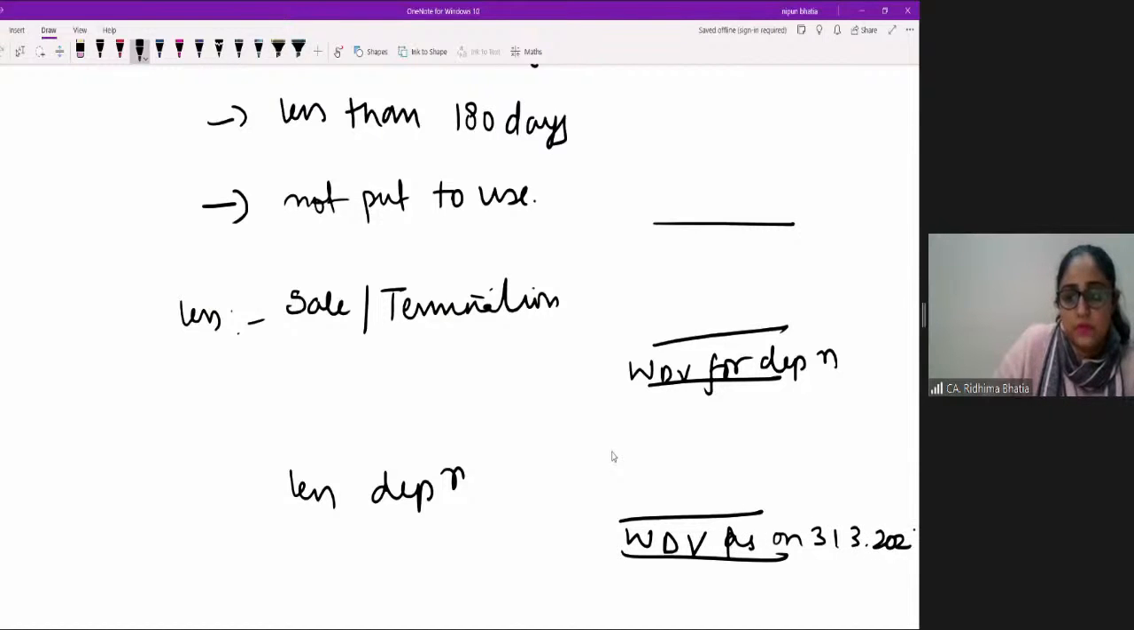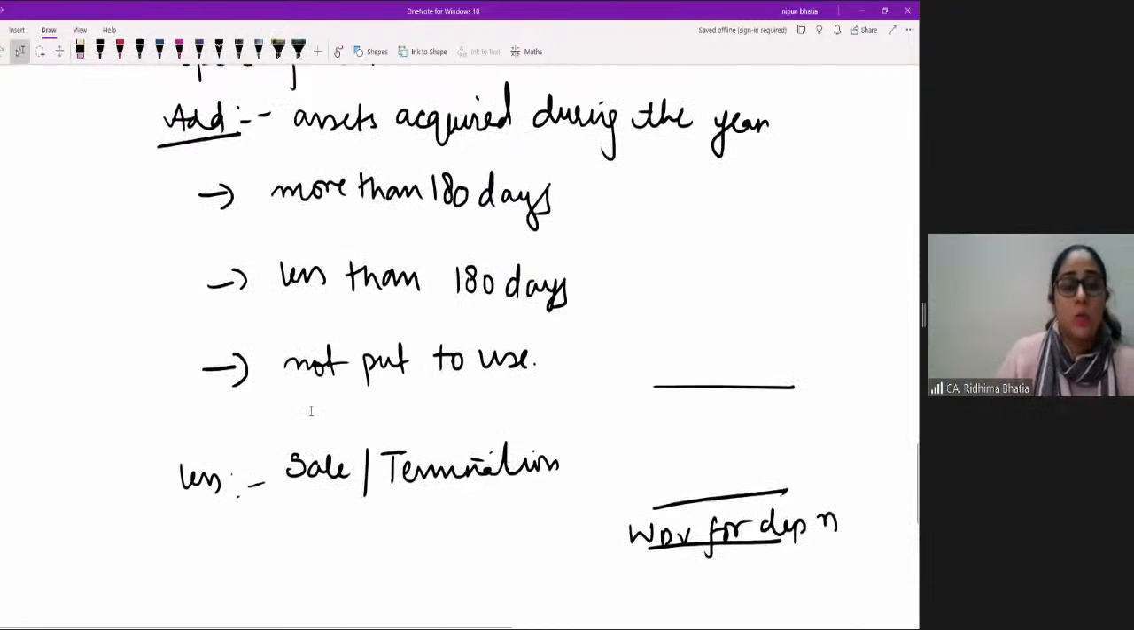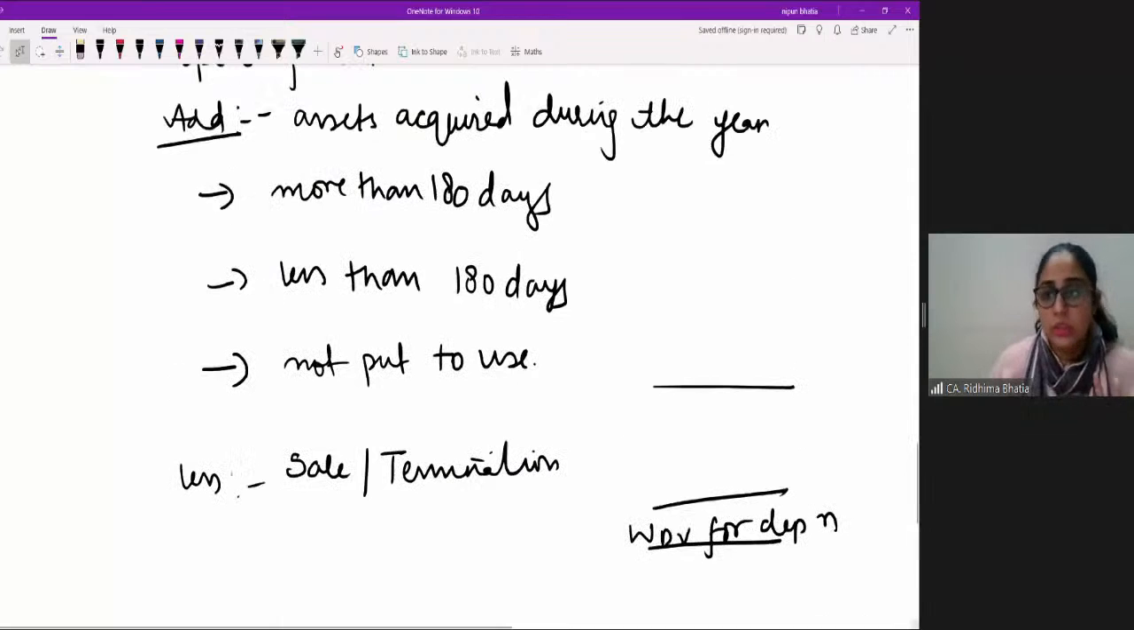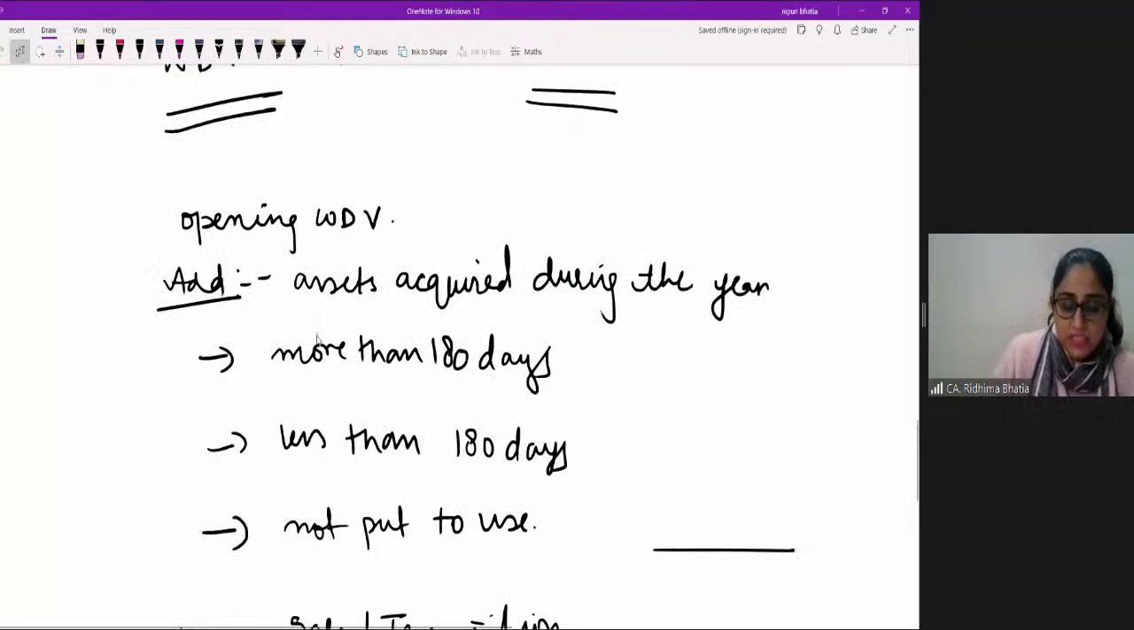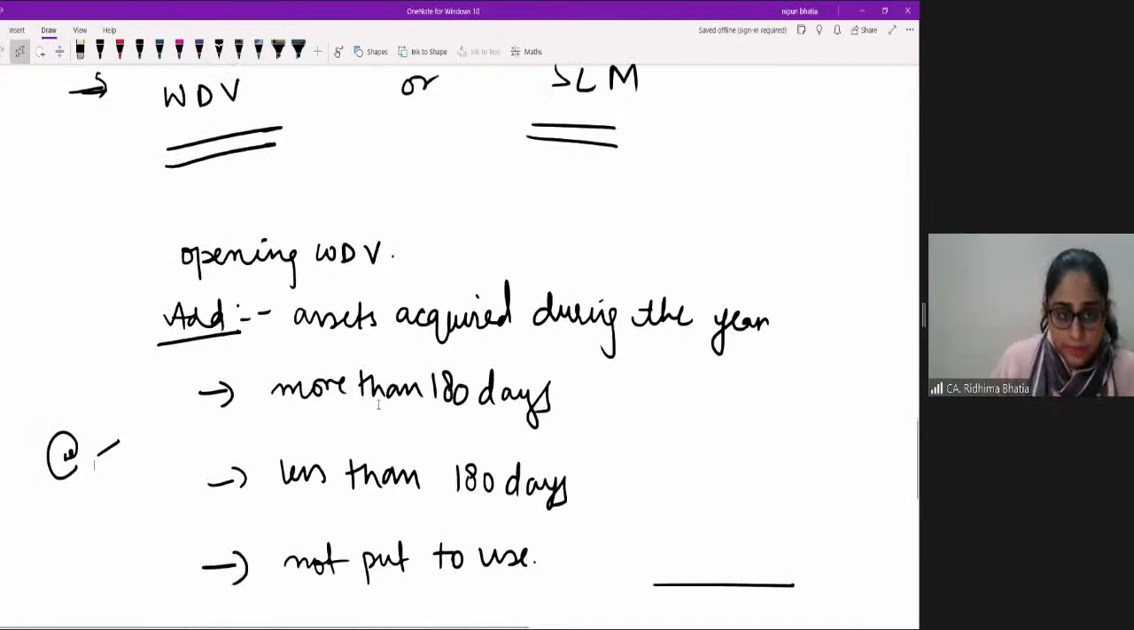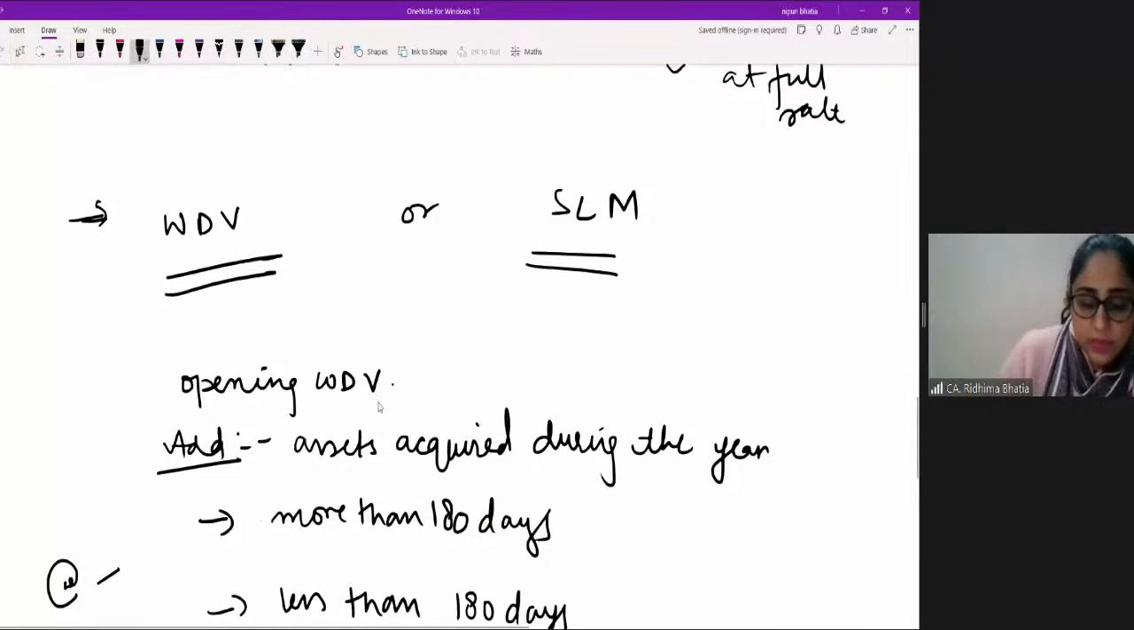In your case, 31st March 2021. Now, how will you charge depreciation? I told you the block would be of the same nature, same rate. Depreciation on the opening plus assets put to use for more than 180 days, you will charge the full rate. For less than 180 days, you will charge the half rate. For not put to use, you will charge no rate. If there is any sale from any of these, you will remove it and then charge the depreciation. So now back to the concept, whether WDV or SLM.